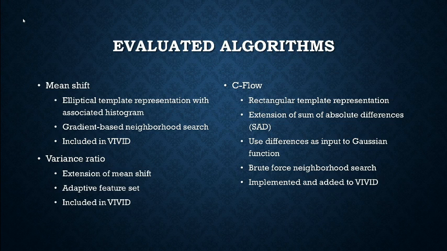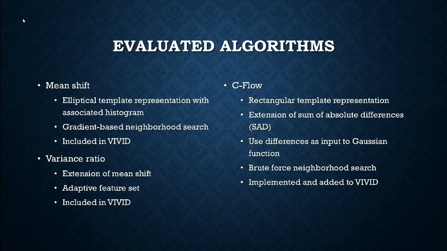We also have the variance ratio algorithm, which is basically an extension of mean shift, except the only difference here is that the feature set can actually change during execution in order to better facilitate a track. So it actively looks to see, is this feature set the one I should be tracking, and if not, it'll switch to a different feature set. This is also included in the Vivid testbed, and I should also point out that both of these algorithms use the color as their feature tracking set, and CFlow as well.